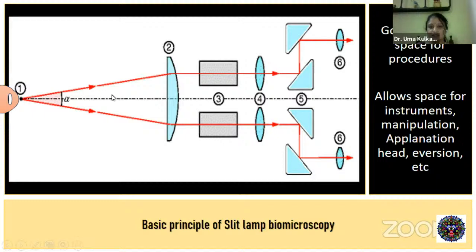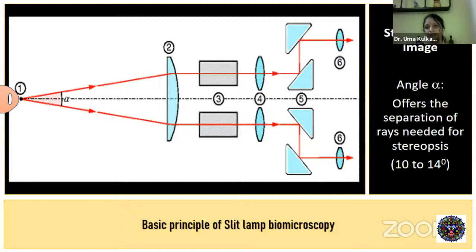These are very important points with respect to the optics of the eye, the depth of focus, the working distance, and the stereopsis which comes with it. Stereopsis is mainly because, can you see a small angle alpha here? This angle is the one which determines whether we get a good stereopsis or not. In slit lamp, this angle is around 10 to 14 degrees, which is very good for viewing the three-dimensional aspect of objects which are located at around 25 centimeters from the eye. And this is offered by slit lamps. Most modern slit lamps give a very good stereopsic view. So this alpha angle offers the separation of the rays that is required for stereopsis. So I think if you are asked in an exam, you need to write something about this.